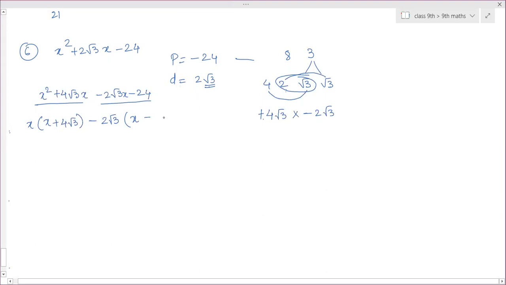The product of these two is 24, and out of that this part came out. So what is left out is 4 root 3. So it's plus 4 root 3, because we have taken the minus sign common. So x plus 4 root 3 into x minus 2 root 3. These are the two factors. Clear? Yes, ma'am.